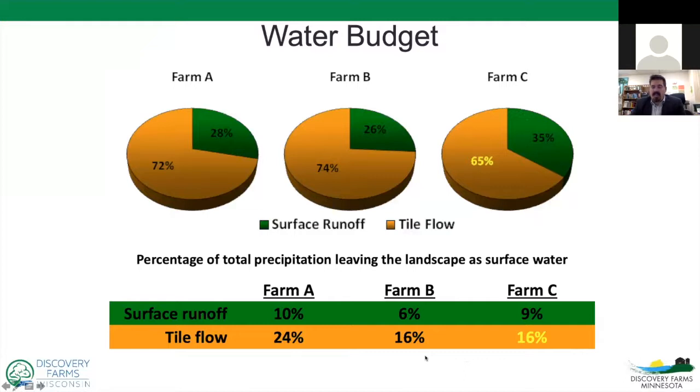So it's not all of the water, right? There's still water that's retained in the system for sure, or actually percolated past the tile drain, but it does move about a quarter of the rainfall from the field.